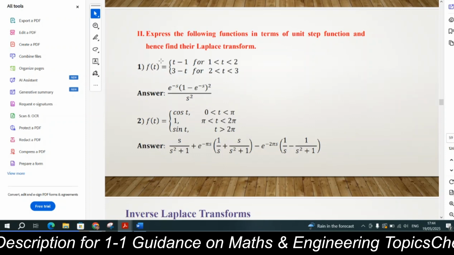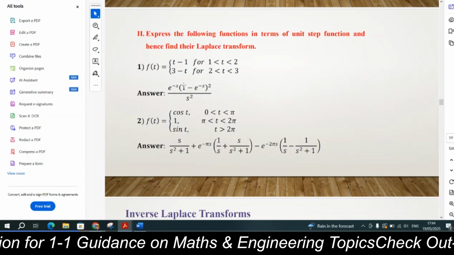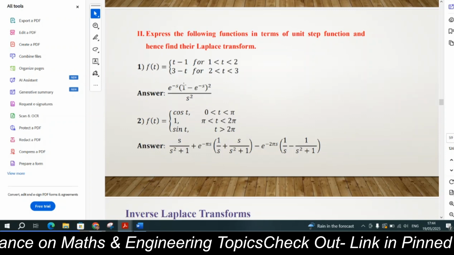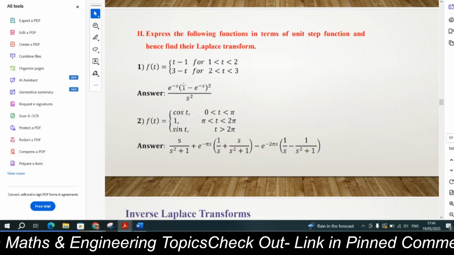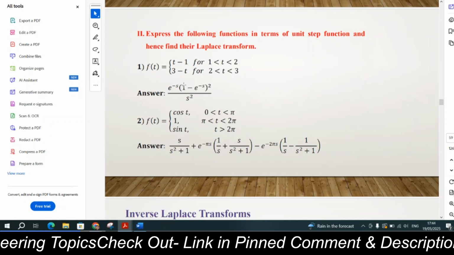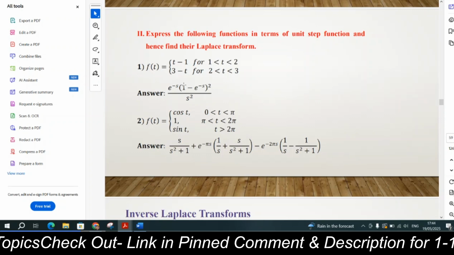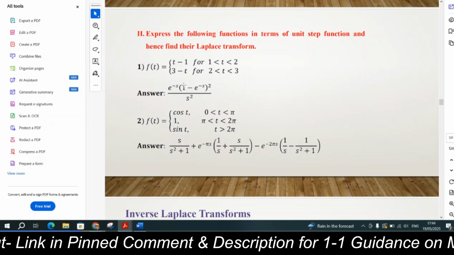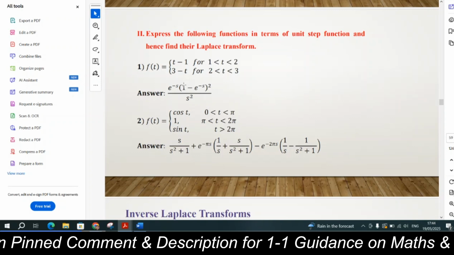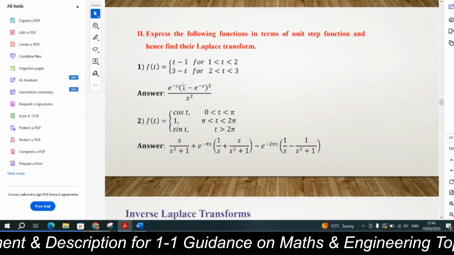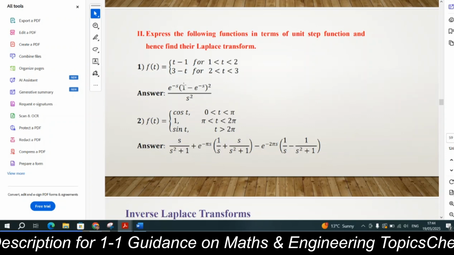Have you shared this picture with me? Yes, sir. Let me have a look. Okay, so that's on the third page, I believe. Yes, sir. t minus 1 plus 3 minus t plus 1 into u(t minus 2), minus 2t. Okay, so now you have to find the Laplace transform.